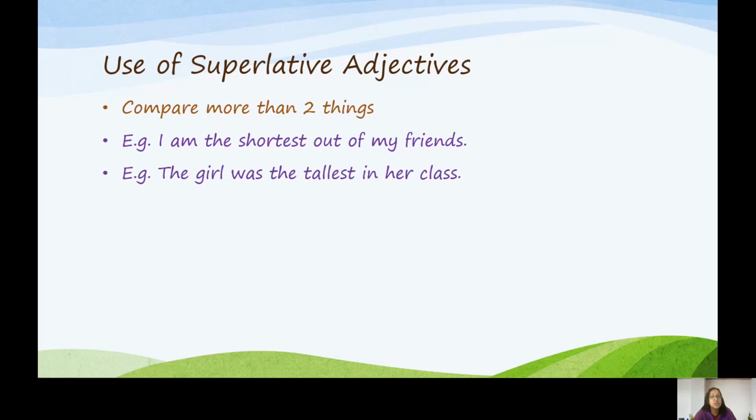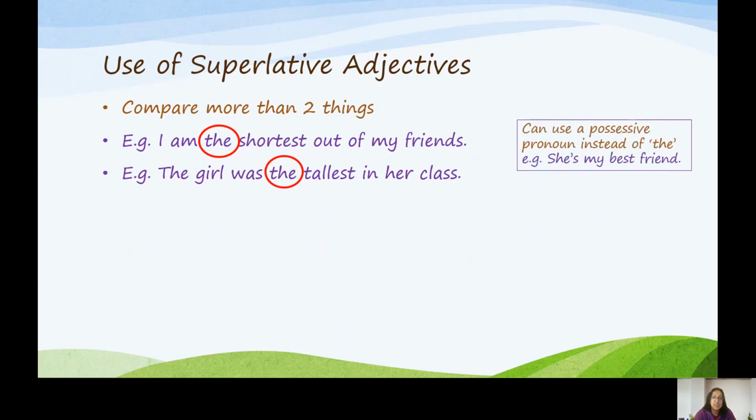The girl was the tallest in her class. Notice we use the with the superlative. We use the because there is only one superlative out of all of them. We can, instead of using the, use a possessive pronoun. For example, we can say she's my best friend. So instead of the, we use my.